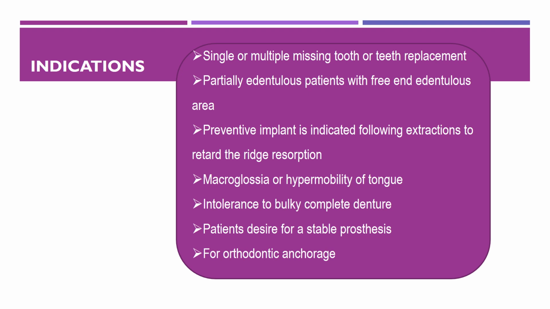So, what are the indications of implants? There is single or multiple missing tooth replacement, and partially edentulous patients with free end edentulous areas. Preventive implants are indicated following extractions to retard ridge resorption, for macroglossia or hypermobility of the tongue, intolerance to bulky complete dentures, and patients' desire for a stable prosthesis and for orthodontic anchorage.